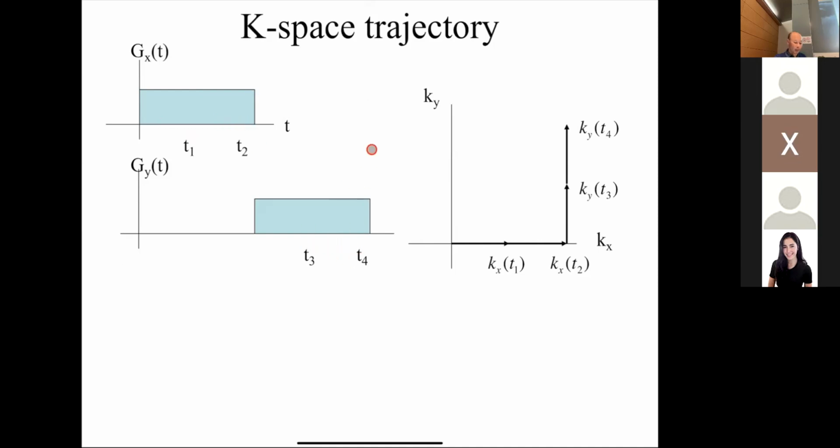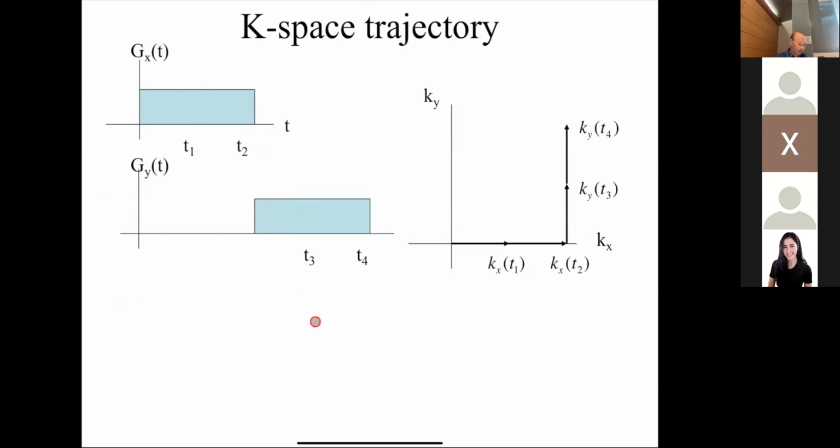But let's say you didn't want to wait that long. How could you get out to this point faster? You just go this way, right? Just play the gradients at the same time. So in general, you wouldn't ever do this. You would just play the gradients at the same time.